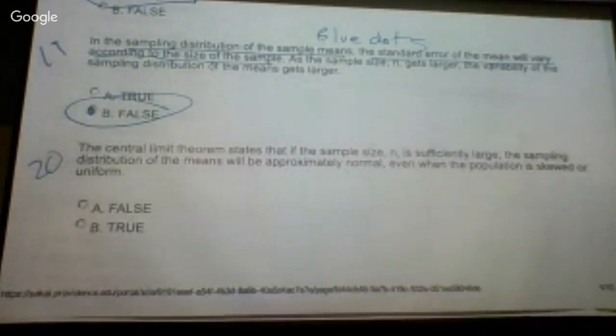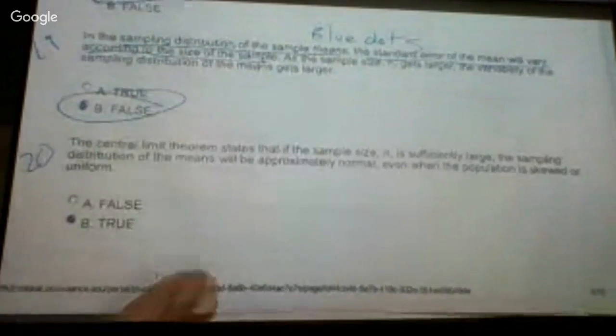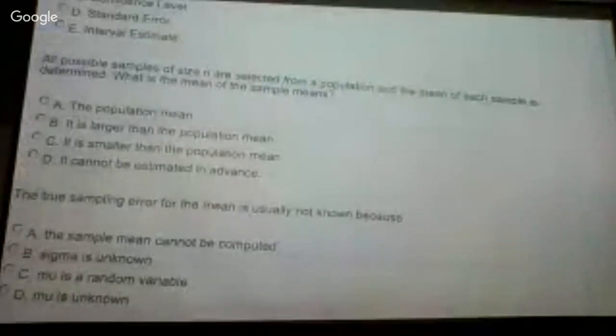The central limit theorem states that if the sample size n is sufficiently large, the sampling distribution of the sample means will be approximately normal, even when the population is skewed or uniform. That's right. Exactly what it said. Kind of looks like magic, too. 20 down, 29 to go.